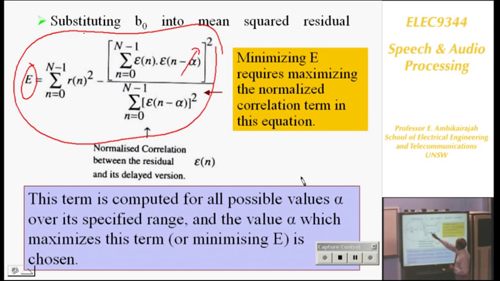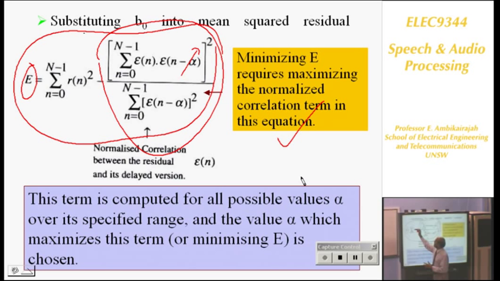So minimizing that E will give you the pitch period. Minimizing E means you have to maximize that, isn't that right? You take away the maximum value from this, you minimize that. And that's the technique.